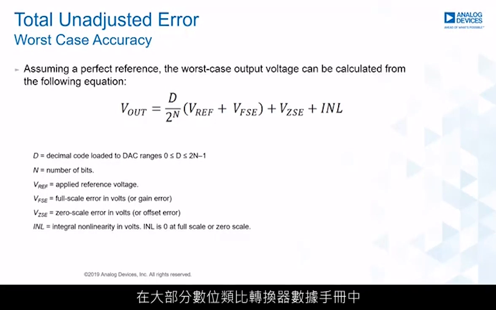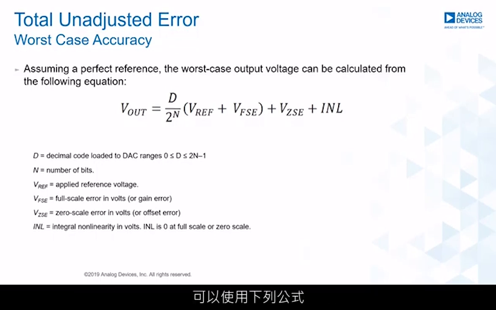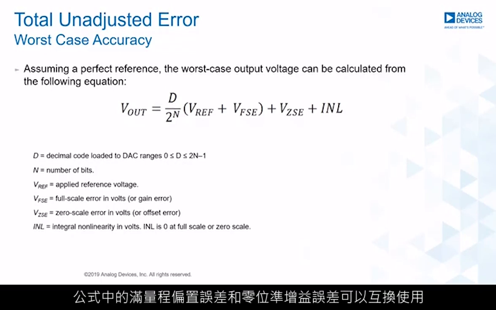If you look at most digital to analog datasheets, you will see many separate error specifications. These sources of error are offset error, gain error, as well as linearity errors. If you want to calculate your overall error specification, in the absence of a total unadjusted error specification, you can use the following formula. As well as the integral nonlinearity, it also accounts for offset and gain errors, or full-scale and zero-scale errors. Full-scale offset error and zero-scale gain error can be used interchangeably in the formula.